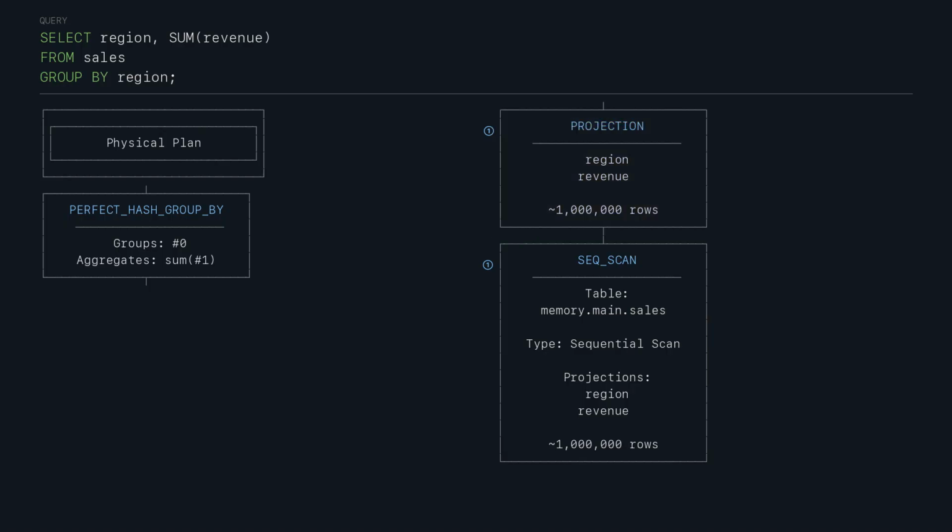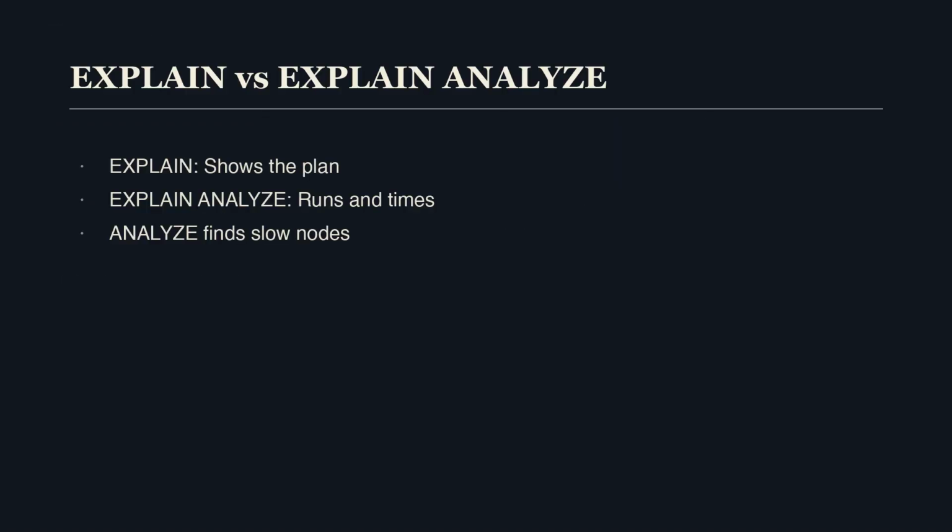How do we prove the hash group by is where the time goes? With explain analyze. Explain shows you the plan, the shape of what will happen. Explain analyze actually runs the query, then shows you the plan plus real numbers: how many rows flowed through each operator, how long each one took. Explain is free, it just plans. Explain analyze pays the full query cost because it actually executes. Use explain when you want to check a plan's shape without waiting. Use explain analyze when you want to know where time is actually going.